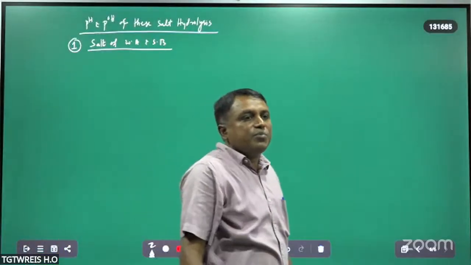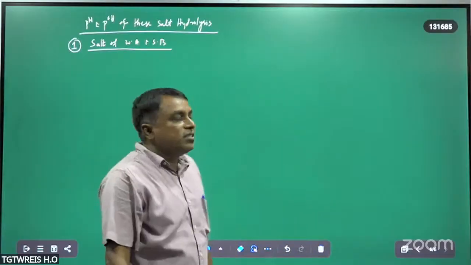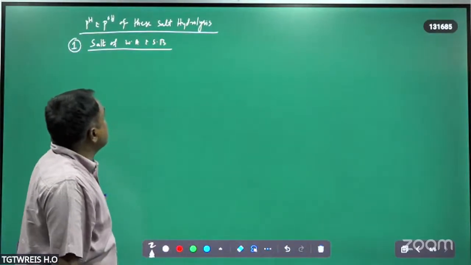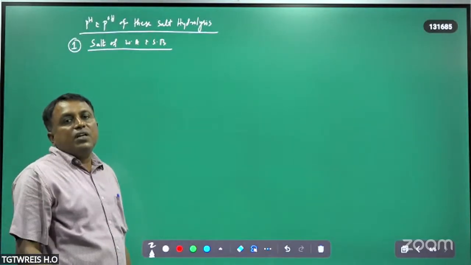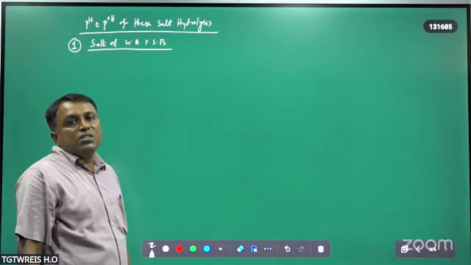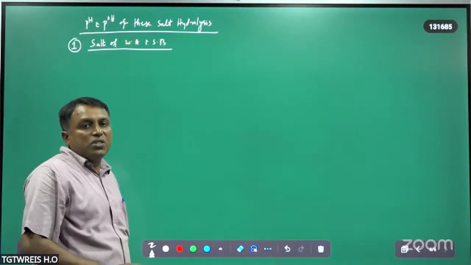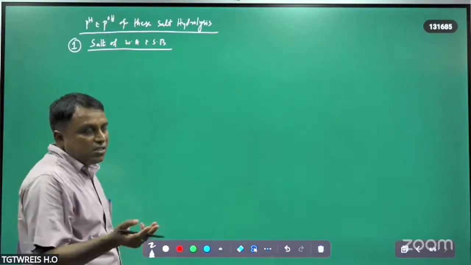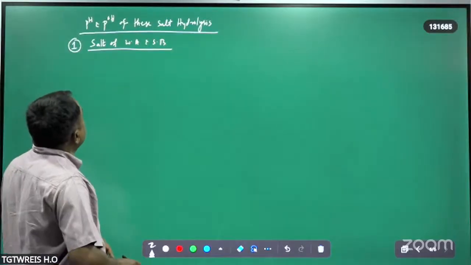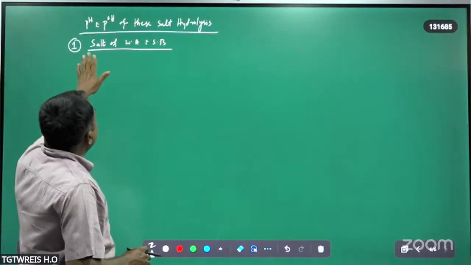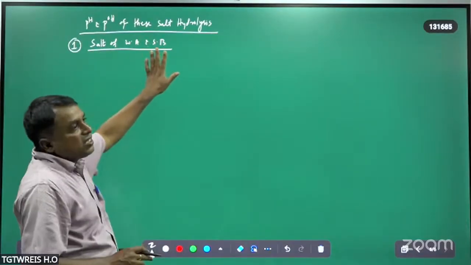There are four different types of salt mixtures. One is weak acid and strong base. Second is strong acid and weak base. Third is weak acid and weak base. And fourth is strong acid and strong base. By mixing these, you get the different types of salts. So now we are going to discuss the hydrolysis of salts of a weak acid and strong base.